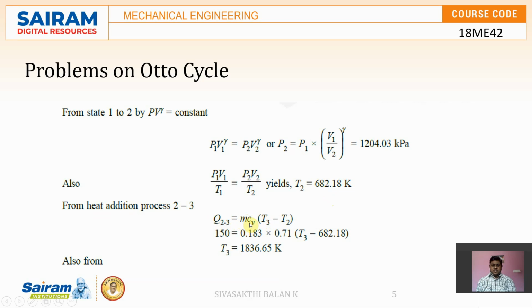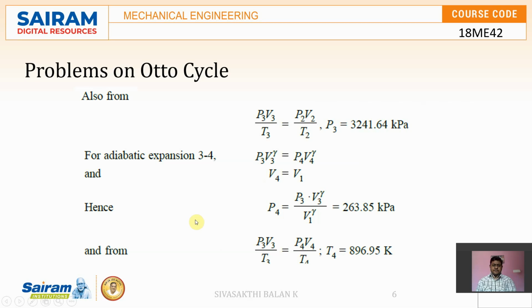So we know all the values except the unknown T3. Substitute all these values and we can easily find the value of T3 as 1836 degree Kelvin. And the same way which we calculated in the previous process, P3 V3 divided by T3 is equal to P2 V2 by T2. From this we can easily calculate the value of pressure.